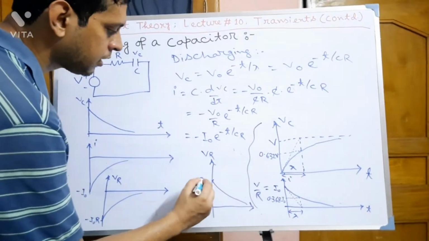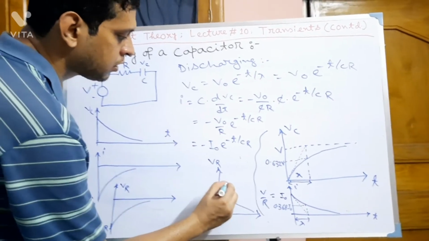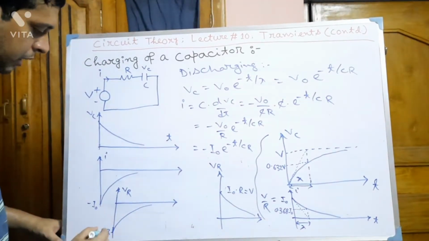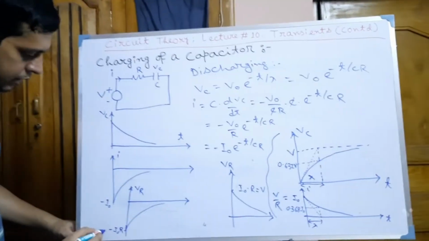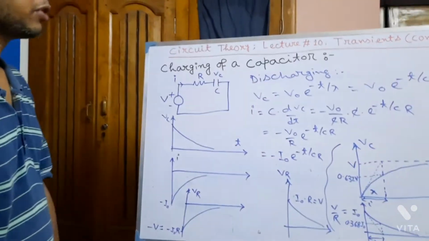This is I0 into R. I0 into R means V, and minus I0 into R means minus V. This is minus V. Okay.